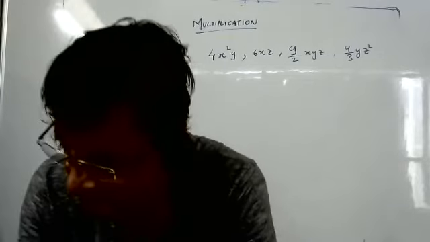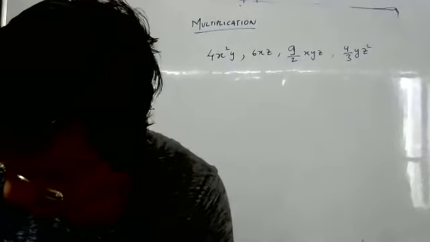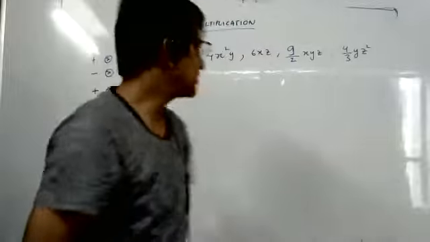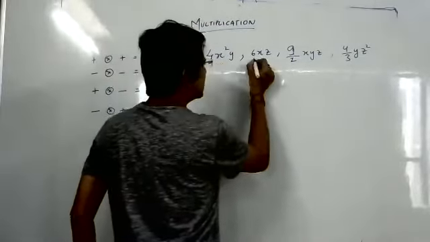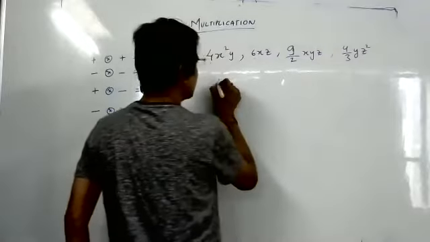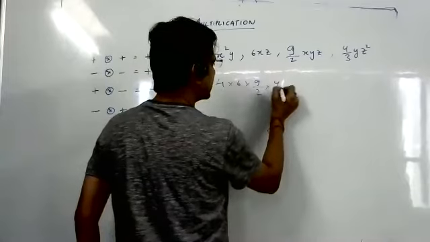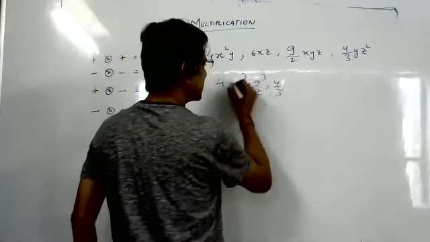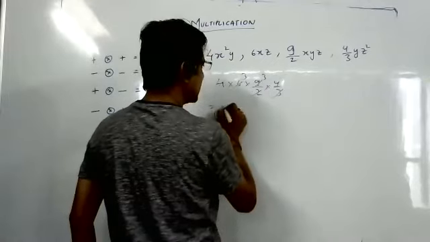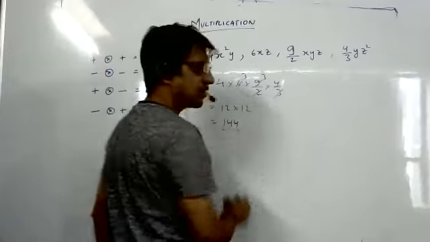Surya. So 26 x to the power 4, y to the power 3, z to the power 4. Why are you making mistakes? Is something wrong? You have multiplied all these? Yes, sir. 4 into 6 into 9/2 into 4/3. 3 3s are 9. 2 3s are 6. 4 3s are 12. So the answer is 144.